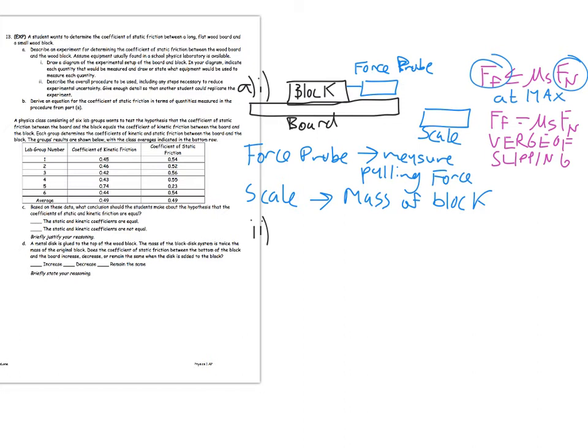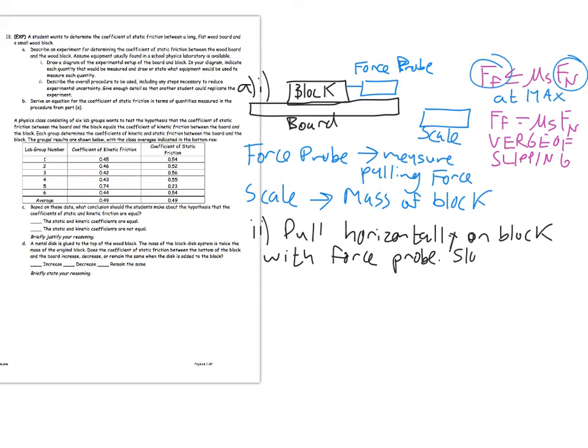So going on to part 2, describe the overall procedure that would be used, including any steps necessary to reduce experimental uncertainty. So since we're focusing on that verge of slipping, what I would say is pull horizontally, and that's a key point, on the block with the force probe. And what we're going to want to do is slowly increase the force until the block begins to move.